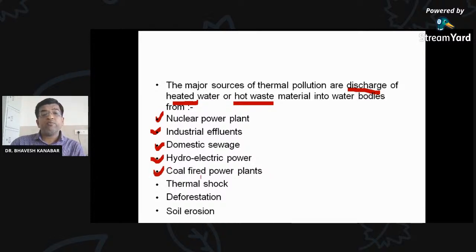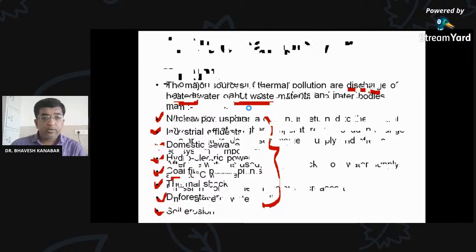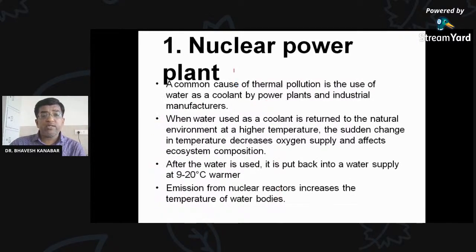So the power plant where the coal is used as a source of energy. So coal-fired power plant, thermal shock, deforestation, soil erosion. All these are the causes which can lead to heated water or hot waste material going into the water bodies, and which can lead to an increase in temperature. So we are going to see these things very briefly. I'm not going to read each and everything. Only important things I will read.